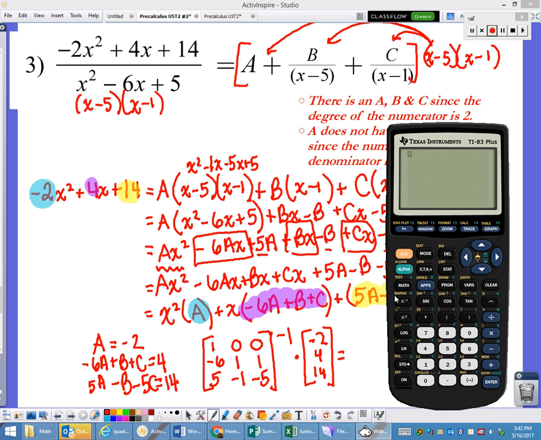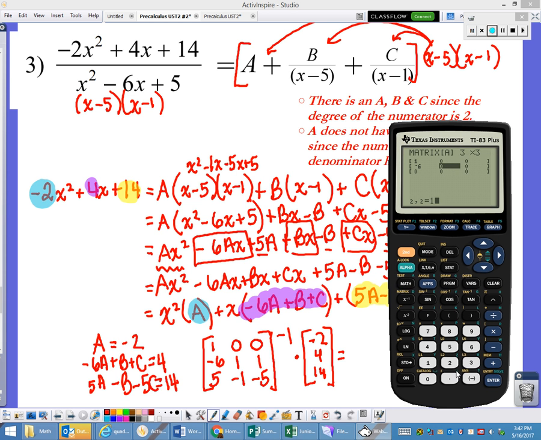Okay, so again, to put it in your calculator, you're going to go to your matrix menu. You're going to add a matrix that's 3 by 3. And then you're going to punch in that matrix: 1, 0, 0. And then negative 6, 1, 1. Oops, let me go back up here. There should be a 1. And then 5, negative 1, negative 5. Okay, so that's going to be my matrix A. I'm going to take the inverse of that one.